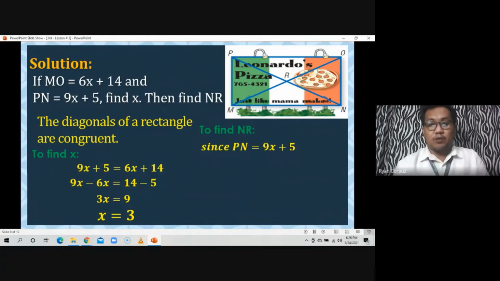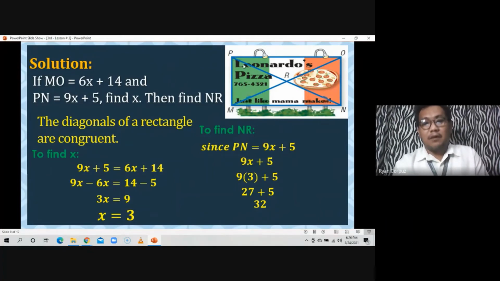So by substituting 3 for x, we'll come up with 9x plus 5, so that would be 9 times 3 plus 5. 9 times 3 is 27 plus 5, that would be equal to 32. PN is 32. So this diagonal MO bisects the diagonal PN.